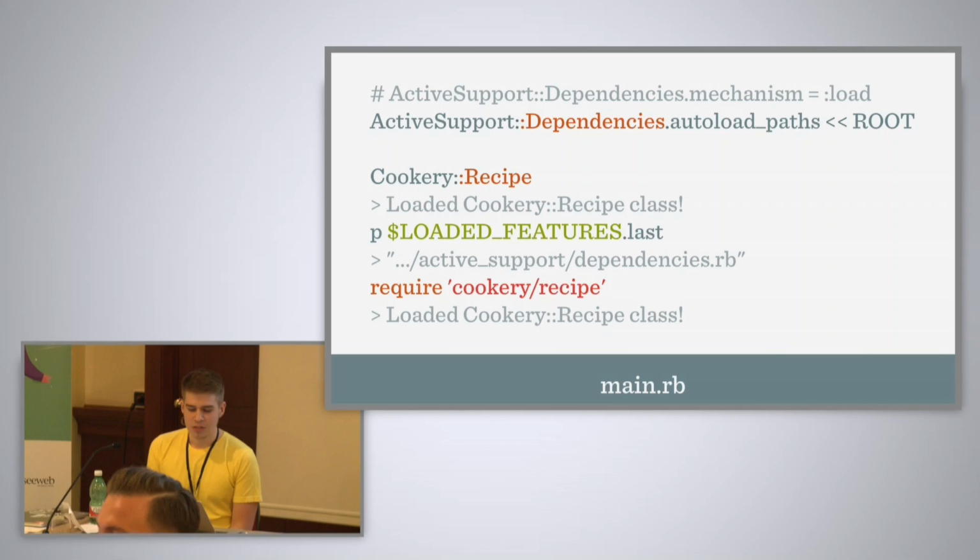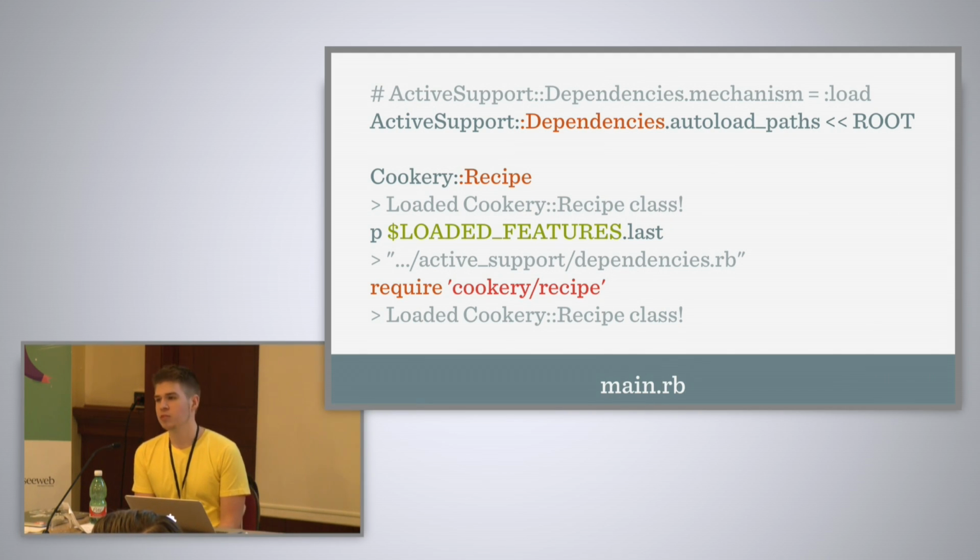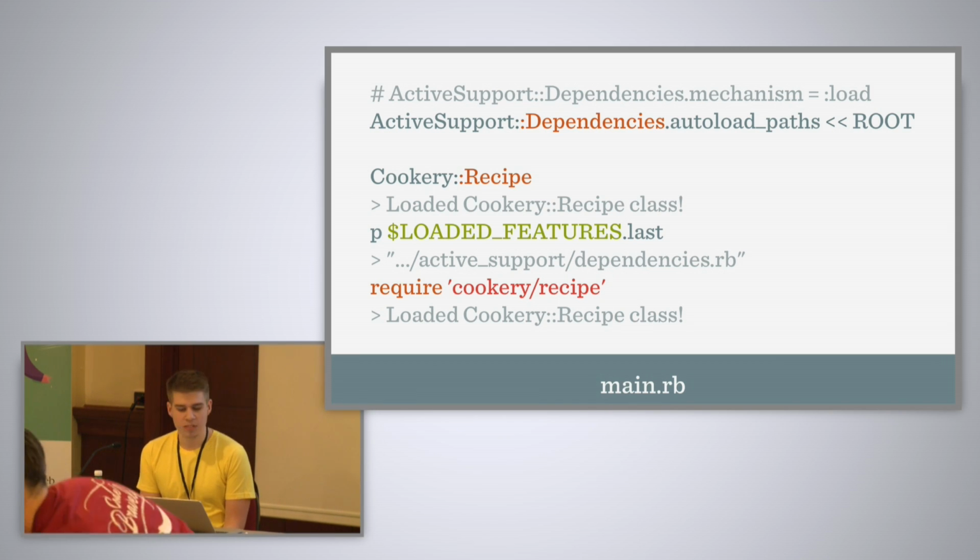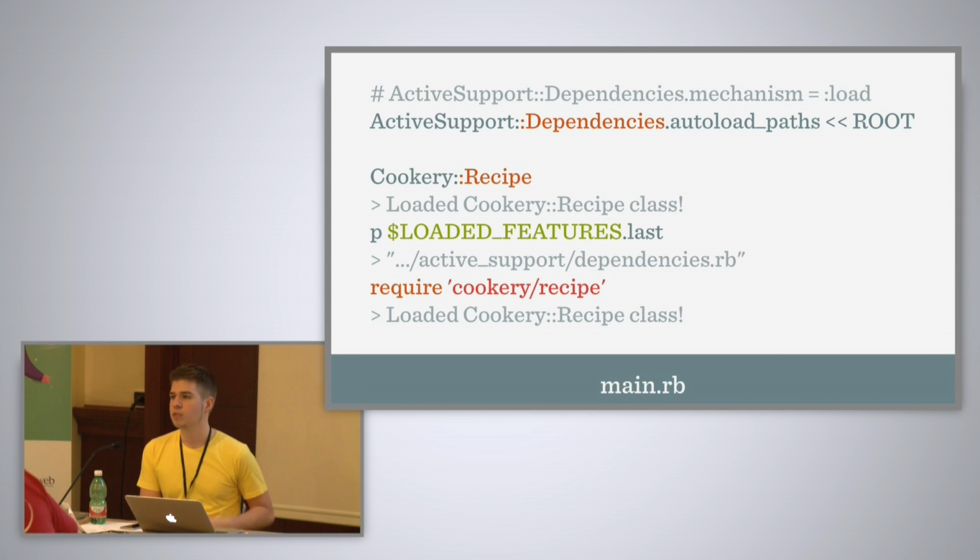So ActiveSupport autoloading lets you specify directories defining classes, or more generically, defining constants. And then you can go on to access any of those constants or classes without an explicit require statement. So here, for example, at the very top of the file, we're going to add the root directory, which is going to be the parent directory of main.rb, to our autoload paths. And then we'll be able to directly reference Cookery::Recipe. Notice there's no require statement, there's no load statement, none of that. All we have to do is reference the constant and autoloading kicks in for us.